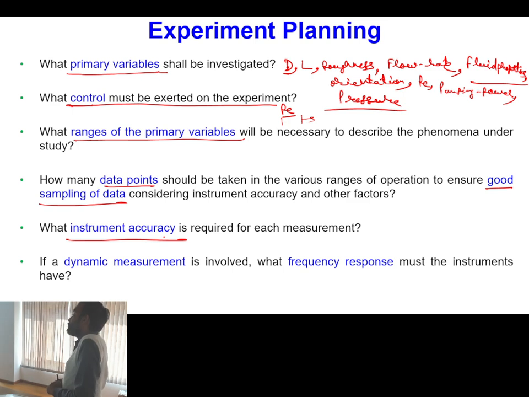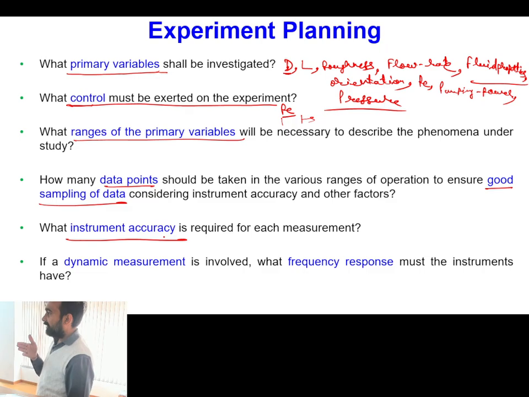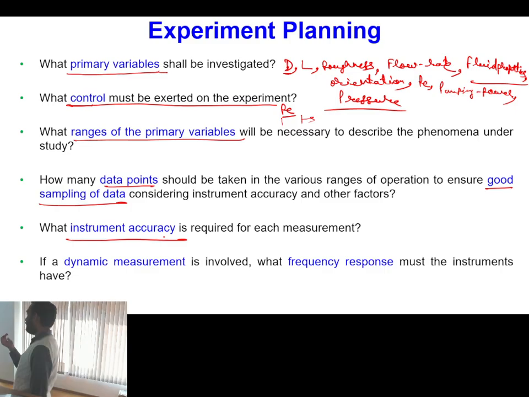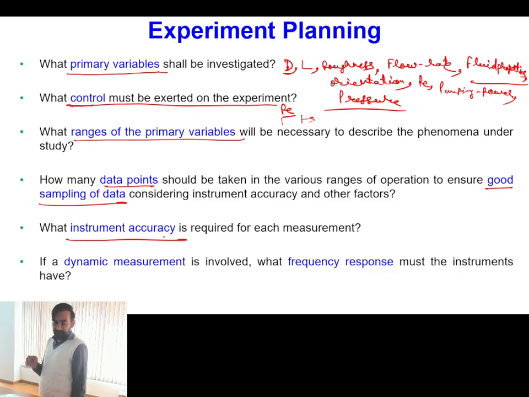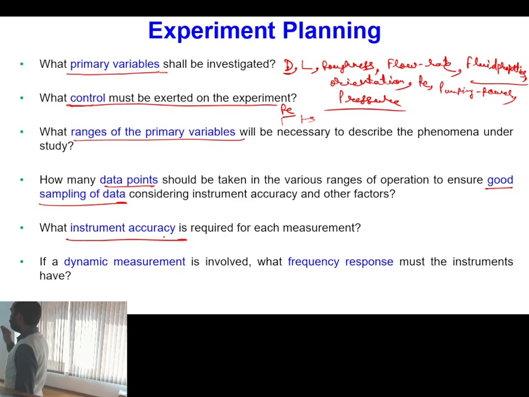Ultimately, what is the next point? What accuracy of instrument is required? Why is this point important? Because we have seen through our uncertainty analysis that the accuracy of the instrument decides the uncertainty of the primary measured quantity, and ultimately that gets translated to the resultant quantity which we are obtaining. So if I am putting a huge restriction, you may think that you will choose the most accurate instrument, which has the least uncertainty.